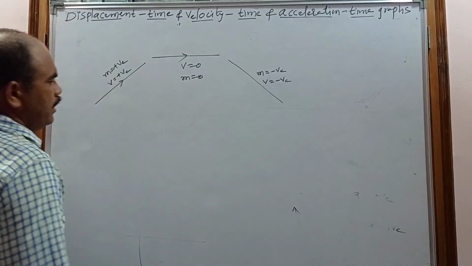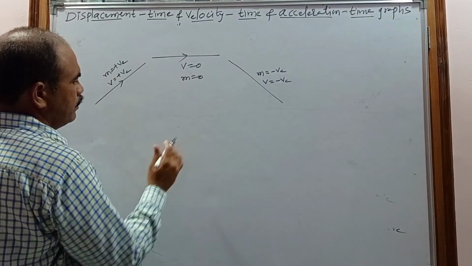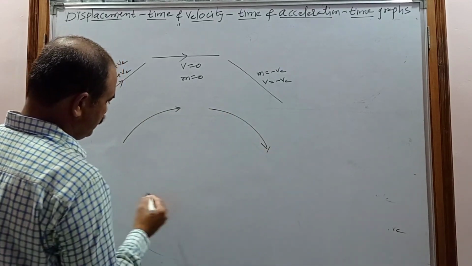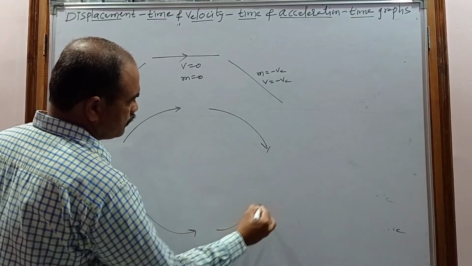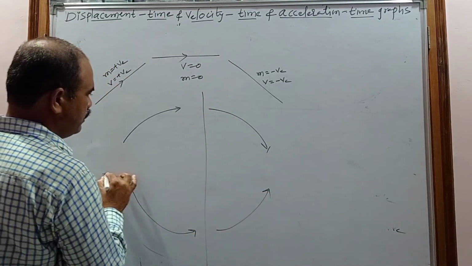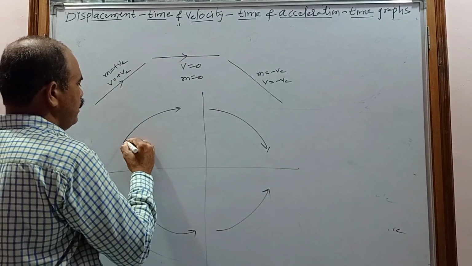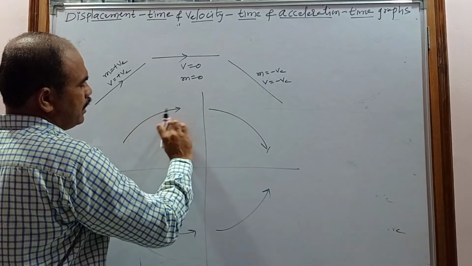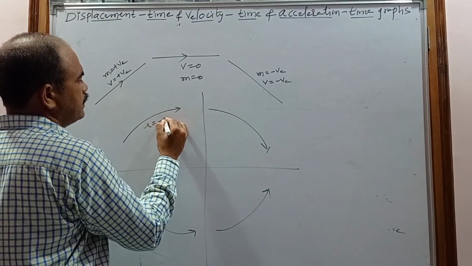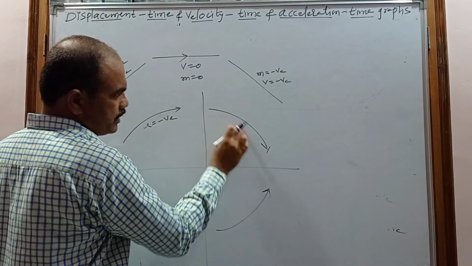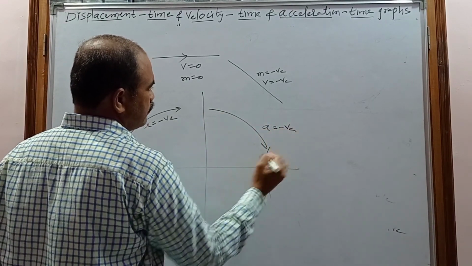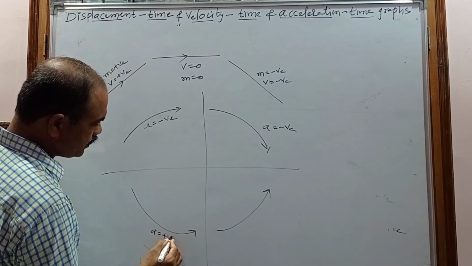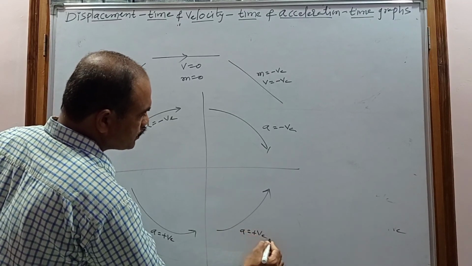Velocity will be negative. And if the graph is like this, observe. So what is the meaning? Now it is in this direction. If the graph is like this, the acceleration is negative, because it is concave downward. These are concave upward, and the acceleration is positive.